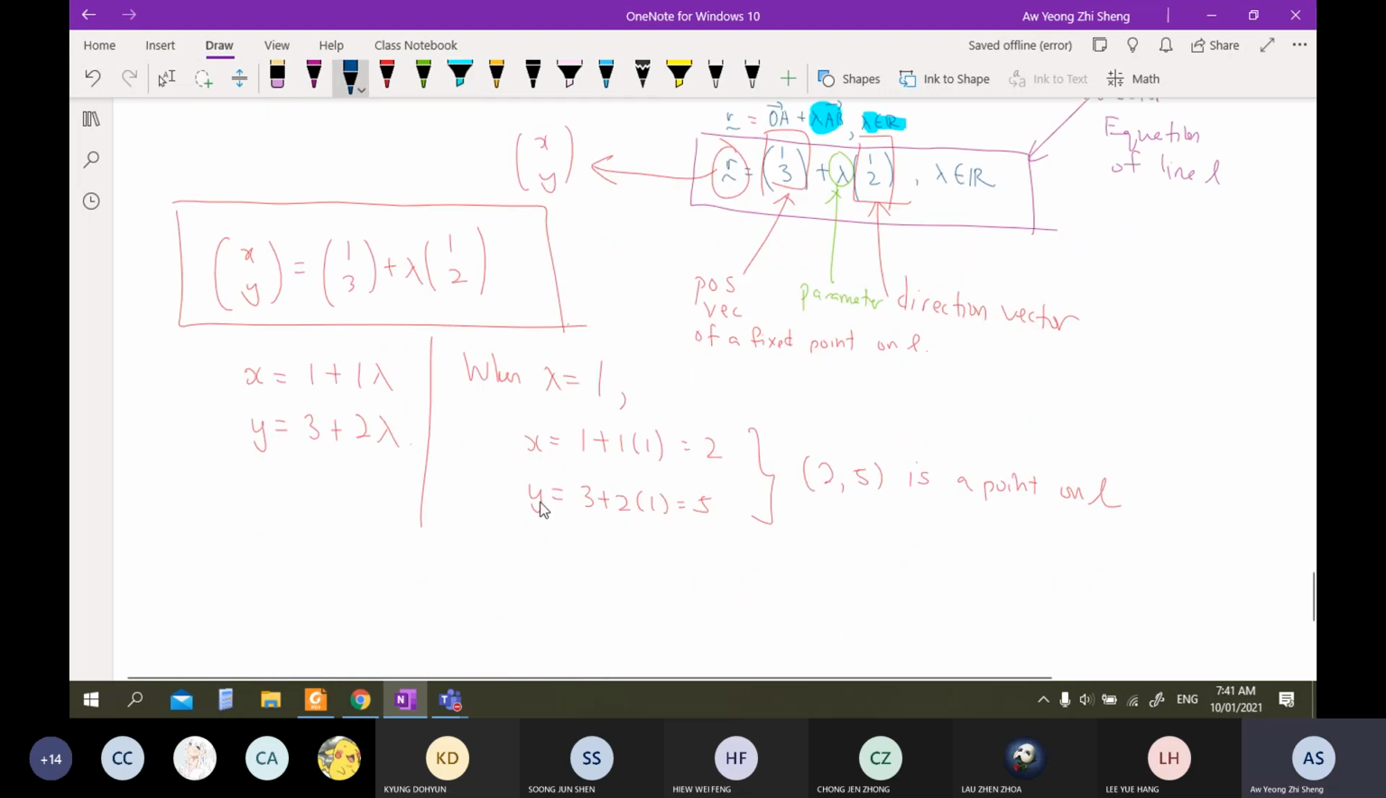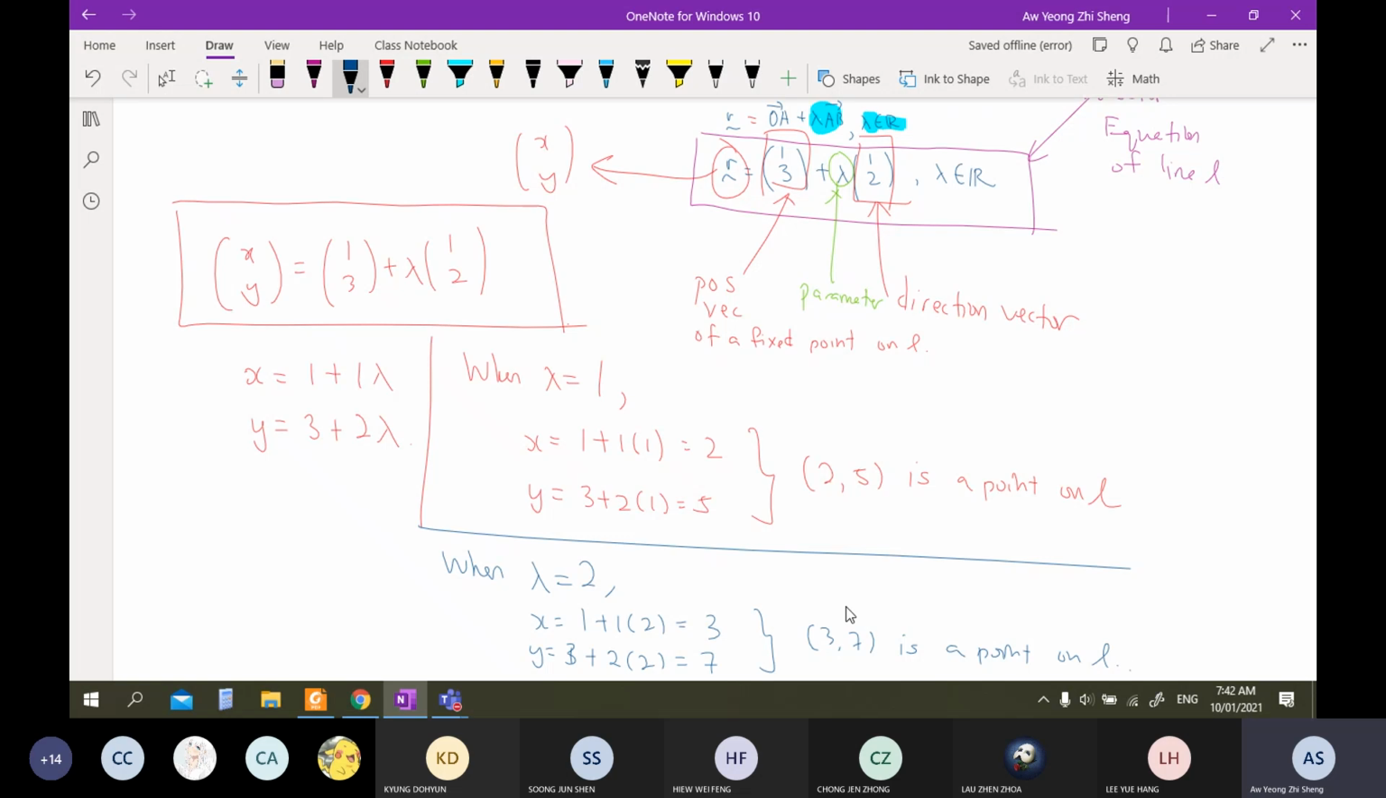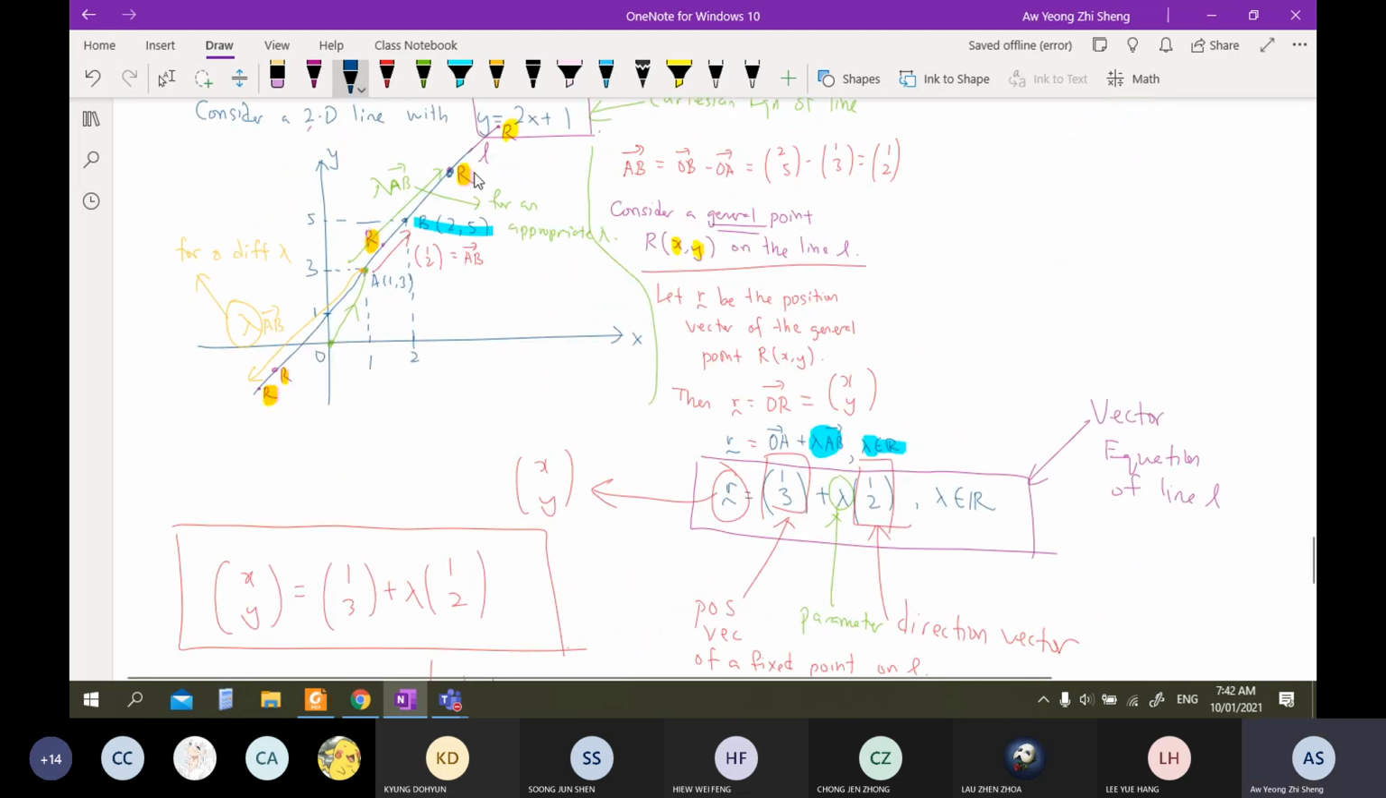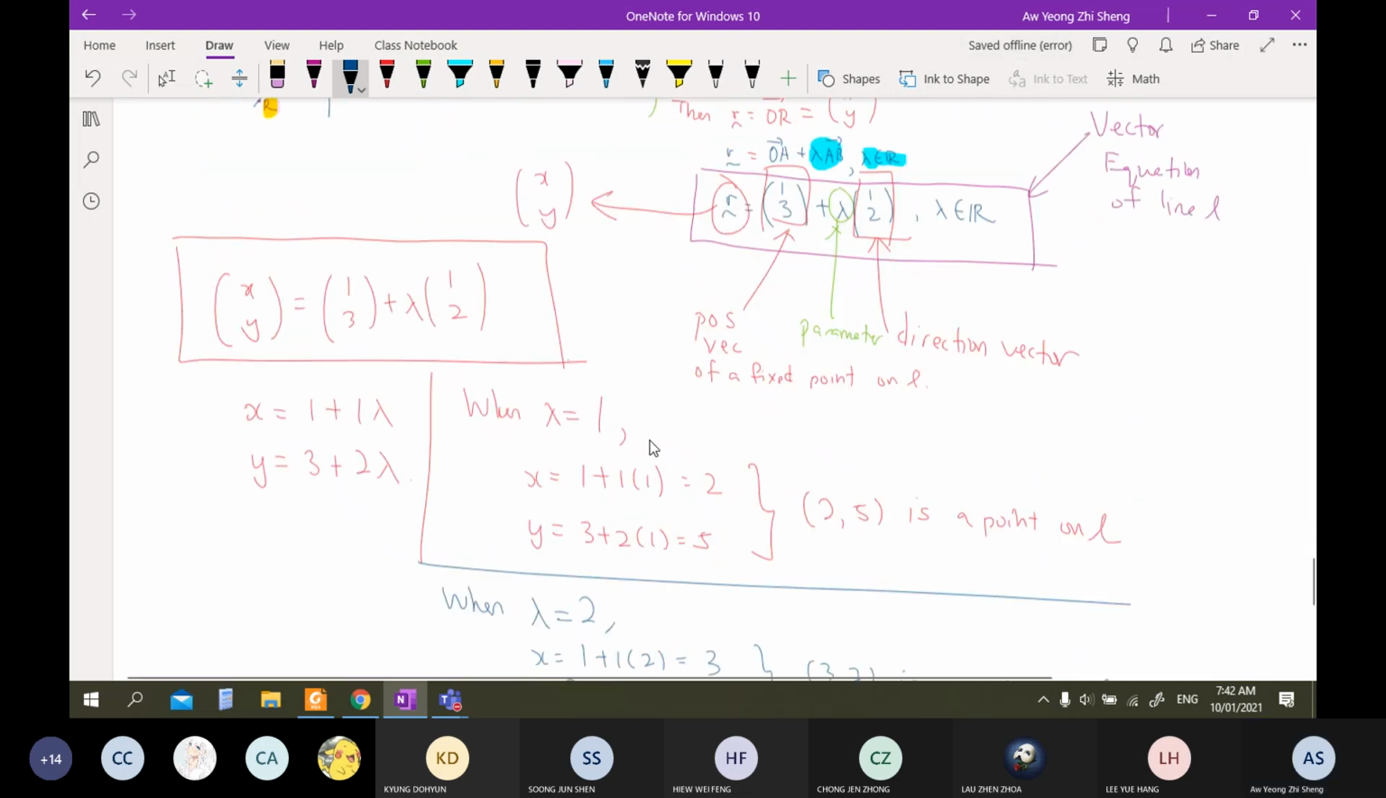So for example, if I change the value of lambda, when lambda is equal to 2, then my x is 1 plus 1 times 2, which equals 3. y is 3 plus 2 times 2, which equals 7. So this means (3, 7) is another point on L. And is (3, 7) really a point on L? I think you can easily check. It should be a point on L.